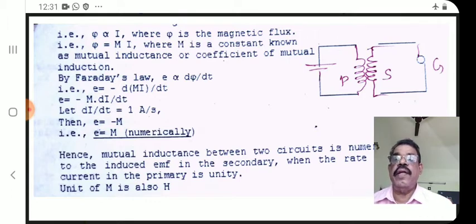Hence, mutual inductance between two coils or circuits is numerically equal to the induced EMF in the secondary coil when the rate of change of current in the primary is 1 ampere per second or unity.